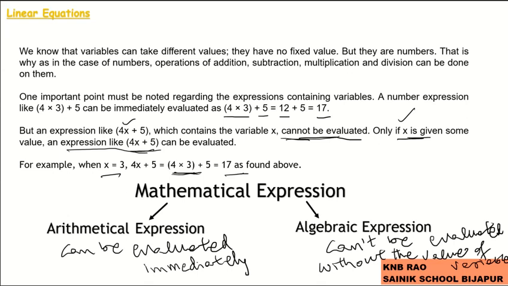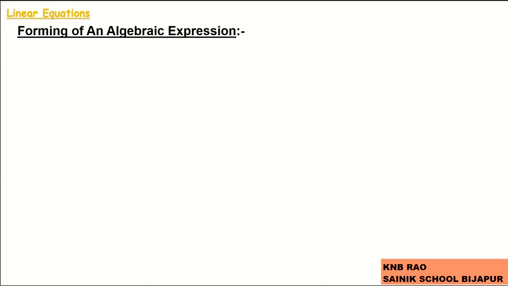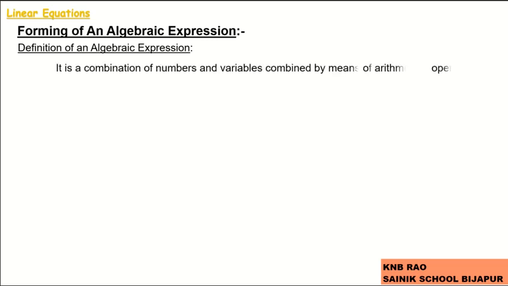So, today's topic, that is forming of an algebraic expression, we will see after writing formally the definition of algebraic expression. Students, the definition of algebraic expression is, it is a combination of numbers and variables combined by means of arithmetical operations. Students, you can note down this definition by pausing the screen.